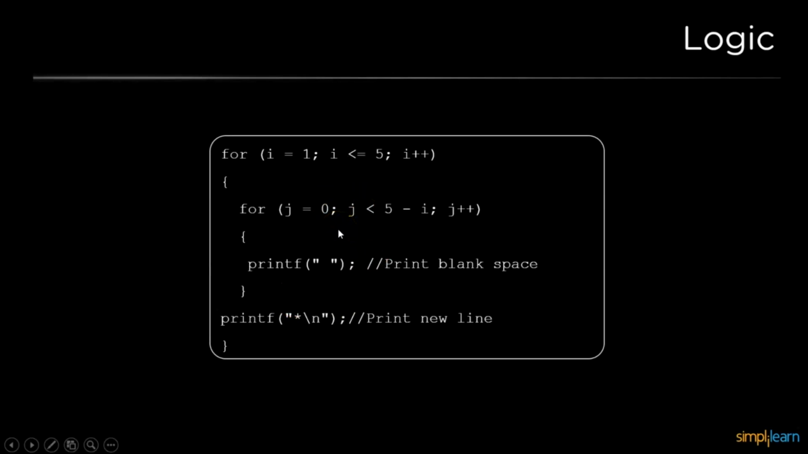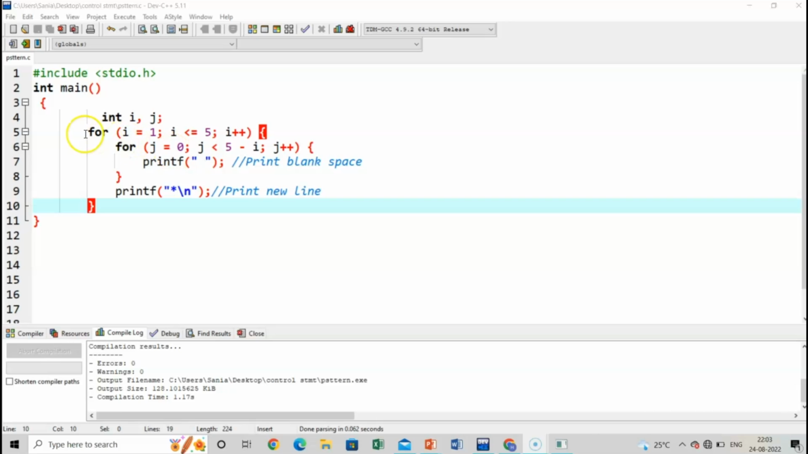Once the condition is false, the control will come out and print the star, and then it jumps to the new line. Again, it goes back and increments the i value, and this will repeat until it prints the right diagonal star pattern. So now let's run the code and have a look.